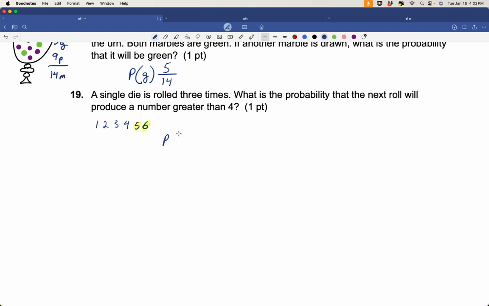So the probability that we will roll something greater than 4 is 2 out of 6 outcomes, which we know we can reduce to 1 out of 3. So this would be our answer. And that's all of Monday's work. We did all of Monday's work in less than 16 minutes.